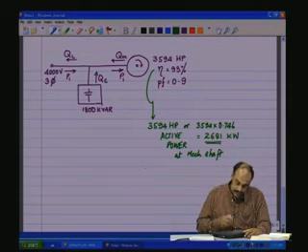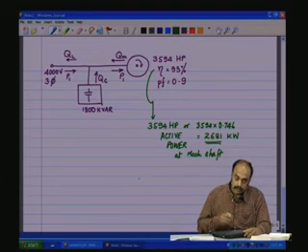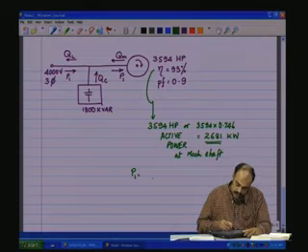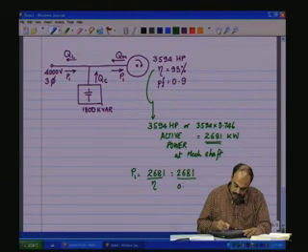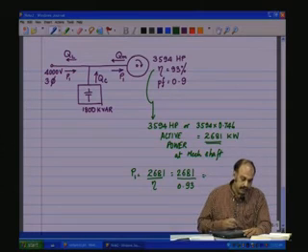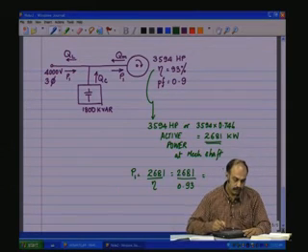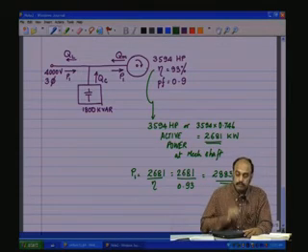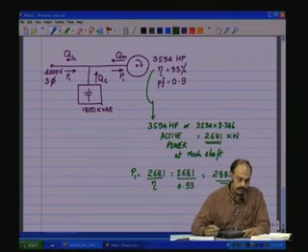Now, the active power absorbed by the motor would be given by the efficiency. So, P1 will be equal to 2681 divided by the efficiency, which is 2681 by 0.93, and that comes out to be 2883 kilowatts. So, this is the active power that we are putting to the motor.